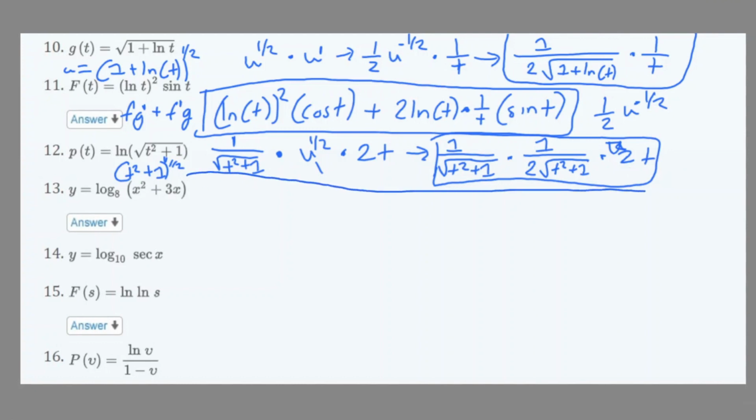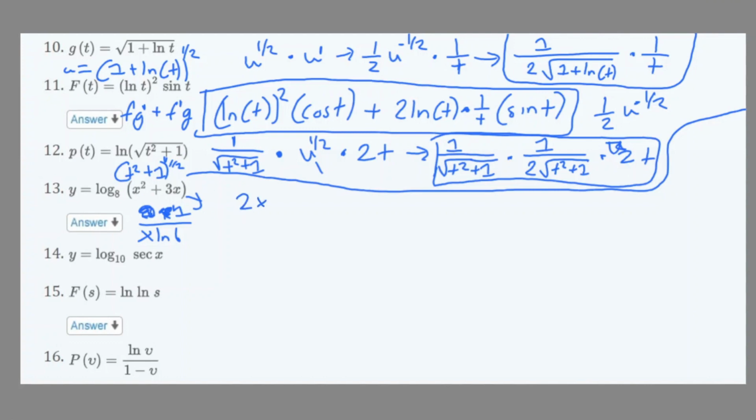Let's draw a line over here to separate the questions. So number 13 is y equals log base 8 of x squared plus 3x. So this is the first log question we're looking at here. So if we remember, the derivative rather is going to be, let's say on the top f prime, over f of x ln b, where the f of x is whatever is inside, and then the f prime is referring to the derivative of the inside. So we just substitute those numbers.